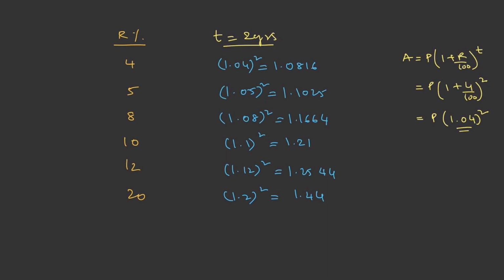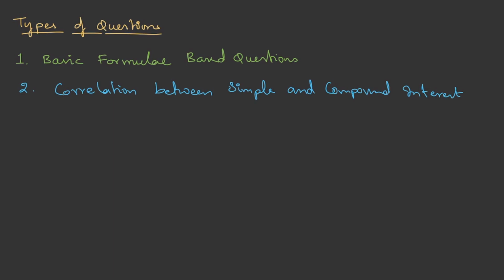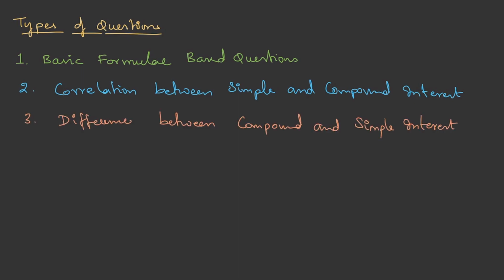Alright, this is sufficient to start with, and before we get into the questions, let me also give you the different type of questions asked from this topic. The first one is basic formula based questions. Here they give all the values, we just need to pick up the formula, substitute the values, and directly we'll get the answer. The second type is correlation between simple and compound interest. Basically they'll give you simple interest and they'll ask you to find the principal. That particular amount is used in the compound interest for the rest of the calculation, something of this sort. And the third type is we are asked to calculate the difference between the compound interest and the simple interest.